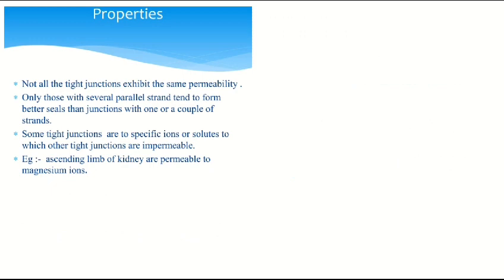Properties. Not all tight junctions exhibit the same permeability. Only those with several parallel strands tend to form better seals than junctions with one or a couple of strands. Some tight junctions are permeable to specific ions or solutes to which other tight junctions are impermeable. For example, those in the ascending limb of the kidney are permeable to magnesium ions.